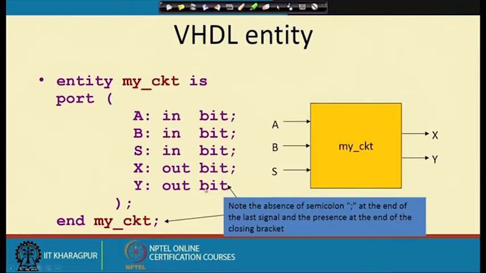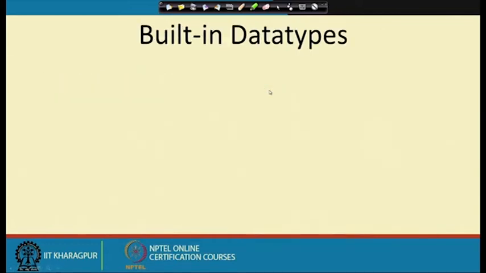As far as the syntax is concerned, there is a small observation: on the last port, the last signal, we do not have the semicolon. The semicolon is put at the end of the circuit description, after the closing bracket. It is as if the semicolon is taken from there and put at the end of the closing bracket. This way we can define a VHDL entity.